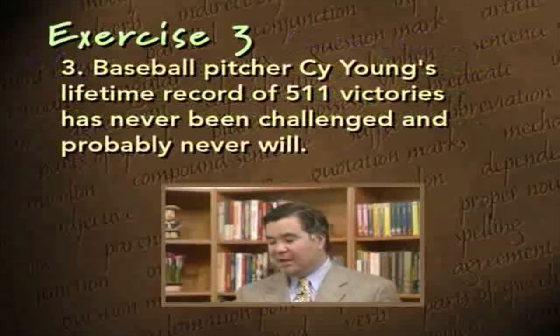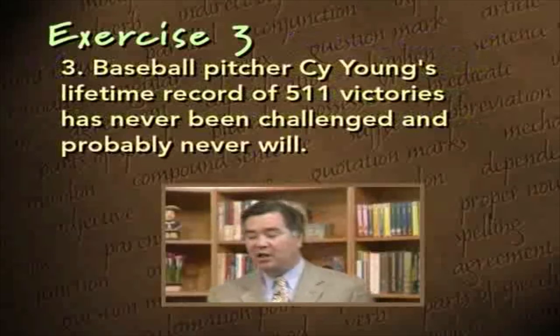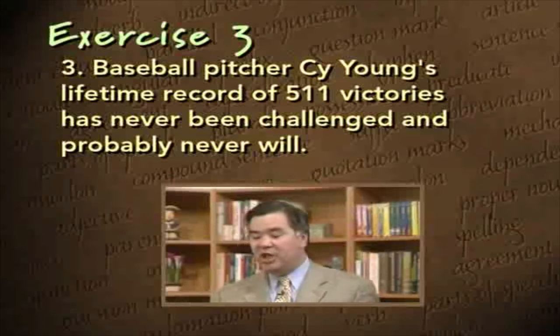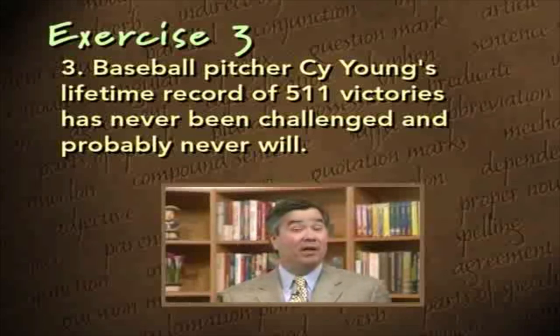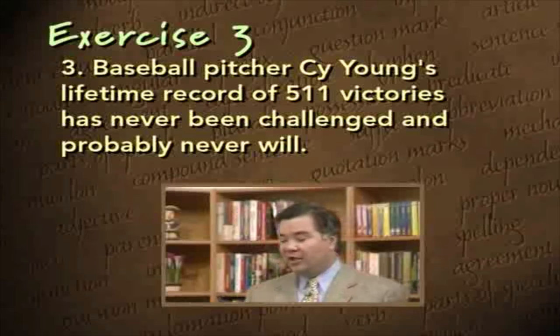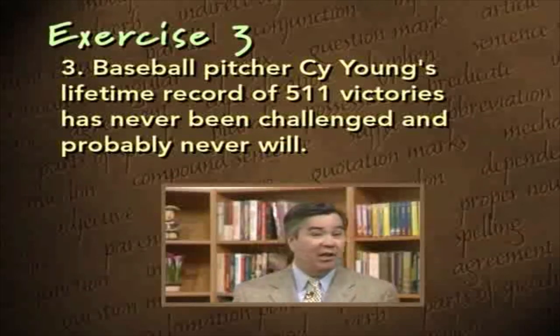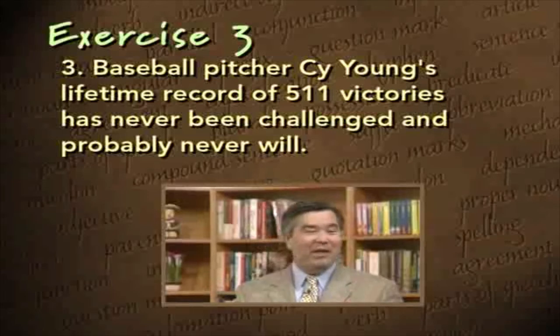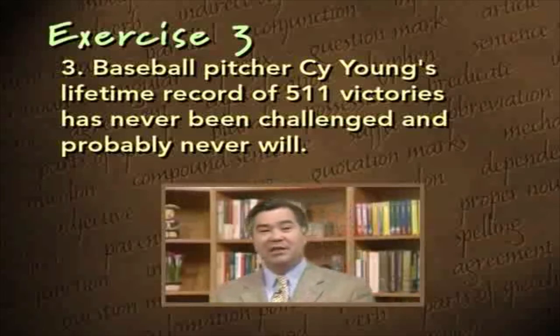Next example. Baseball pitcher Cy Young's lifetime record of 511 victories has never been challenged and probably never will. The author is saying two things about Cy Young's record. It has never been challenged and probably never will be challenged. Now, rather than repeat the word challenge, the author is trying to use ellipsis here.